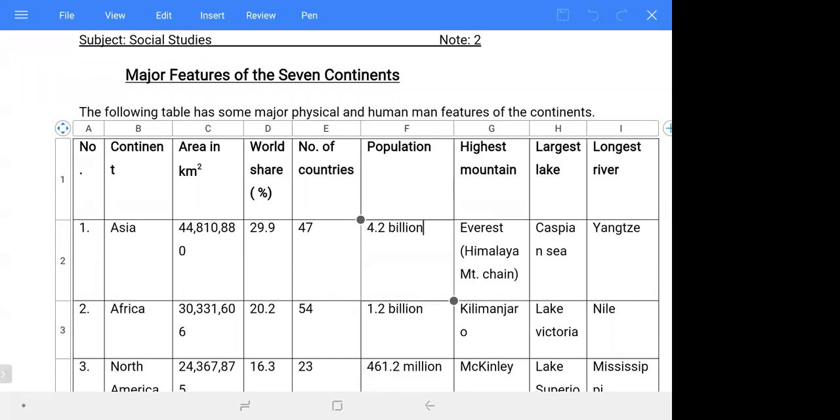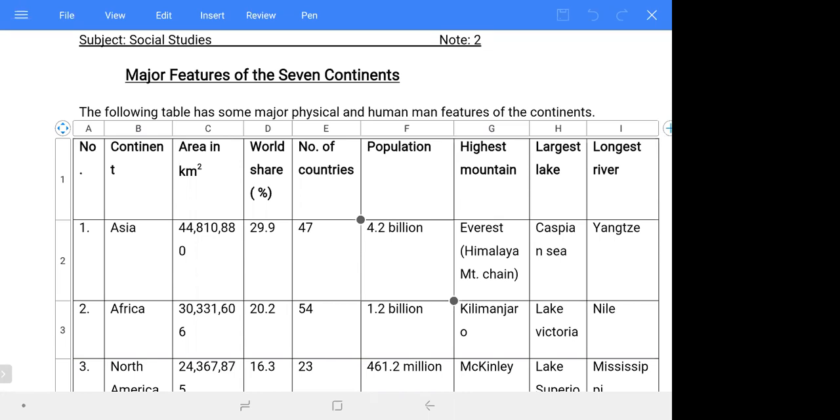When you see the highest mountain in Asia, by the way, don't get confused. In my experience, I have seen some students having confusion between Everest and the Himalaya. Everest is the highest peak in the Himalayan mountain chain. Another name for Himalaya is snow house. So the highest peak is Everest, but Everest is not a mountain chain.